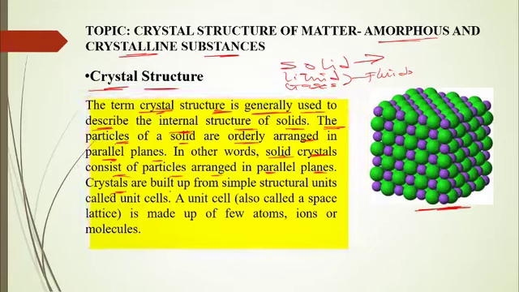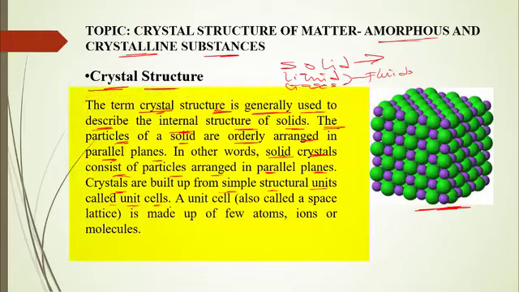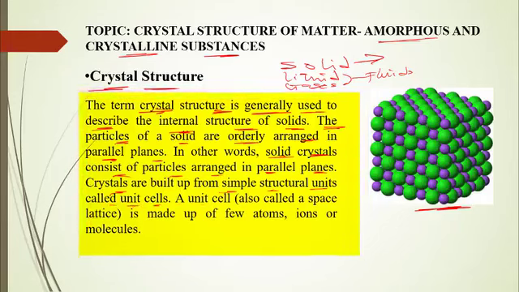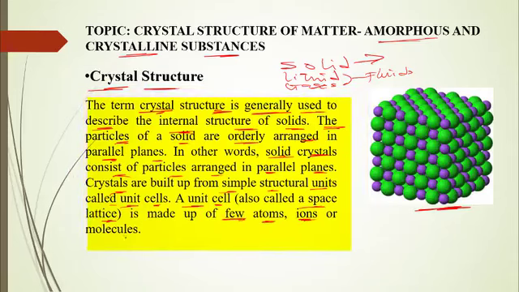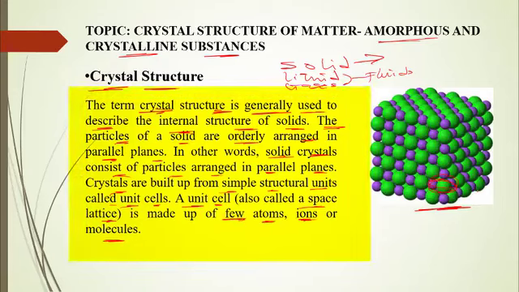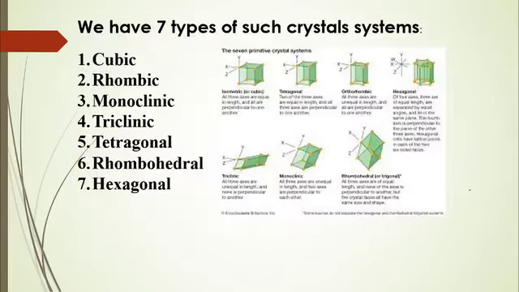When we talk about crystals, we talk about simple structural units that have been built up using what we call unit cells. Yes, crystals have foundations. The foundations are called unit cells. What is a unit cell? A unit cell, which is also known as a space lattice, is a cell that is made up of a few atoms, a few ions, or a few molecules. They make up what we call a unit cell, which makes up these crystal structures.